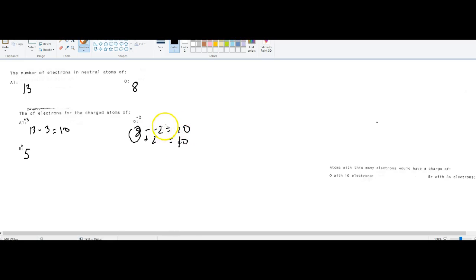Now a trick you can use that's quicker is you can say minus the charge. So 13 minus 3 gave me 10. 8 minus a negative 2 gives me 10. By the way, why do both these have 10 electrons in the outer shell? Because they're both trying to get stable. They're losing or gaining electrons to make a full shell.